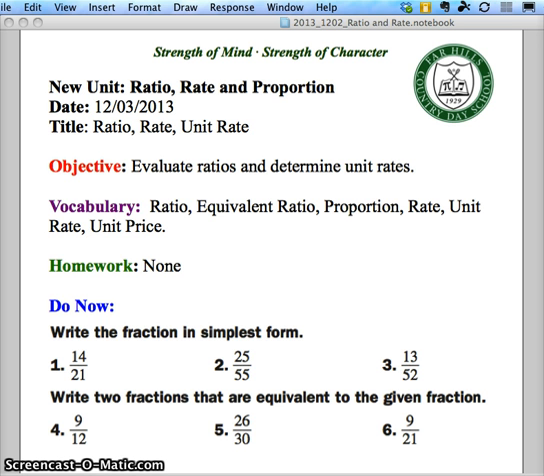Today we're not going to go over the do now. I'll be going over that in class with you in a moment. Usually if there's a do now, the answers will be popping up when we're done. Let's go on to the next slide here.